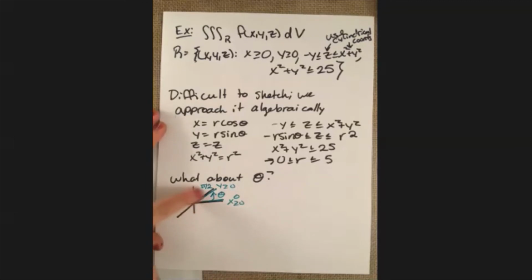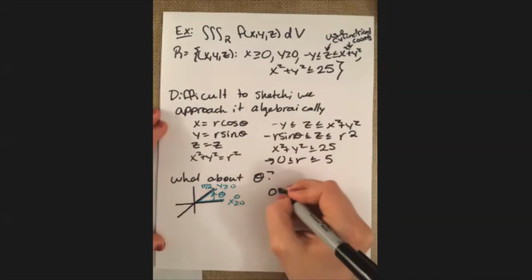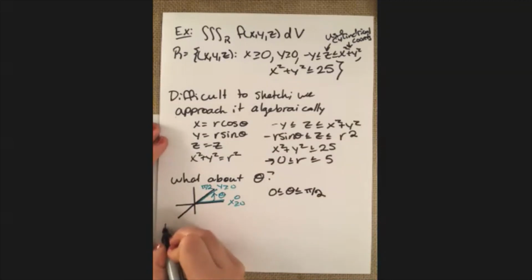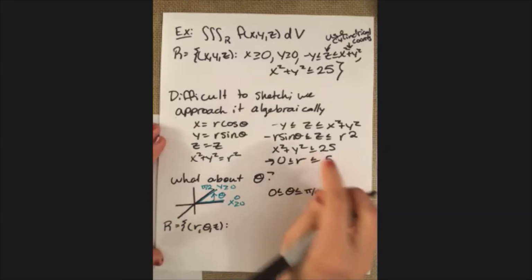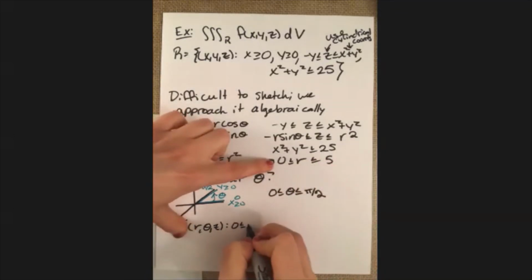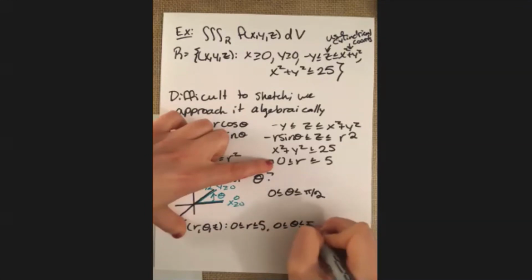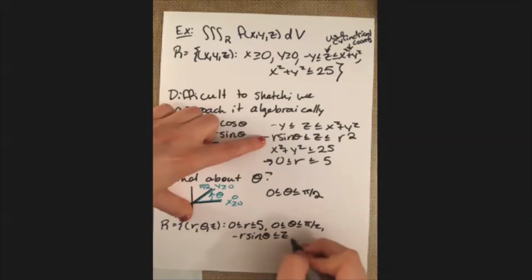All I know is this is the restriction I have on x and y, and theta is what gives me restrictions on x and y. So my new region is going to be 0 less than or equal to r less than or equal to 5, 0 less than or equal to theta less than or equal to pi over 2, and then finally negative r sine theta less than or equal to z less than or equal to r squared.